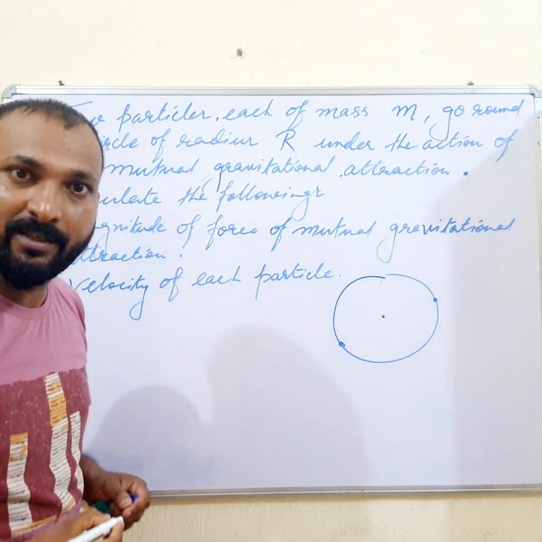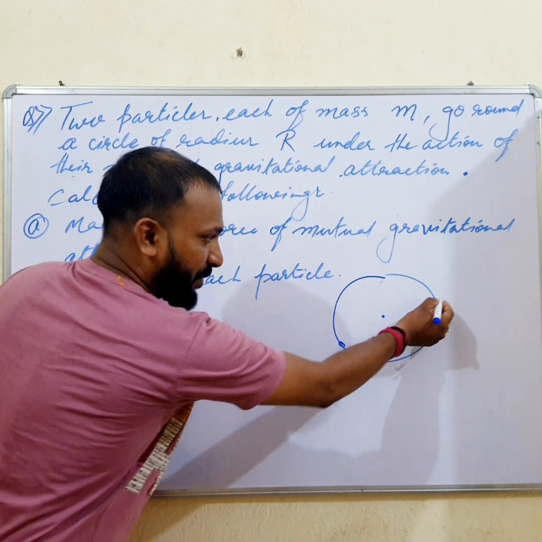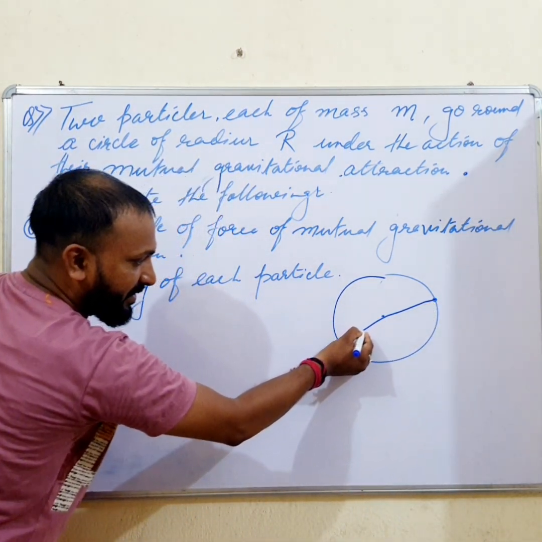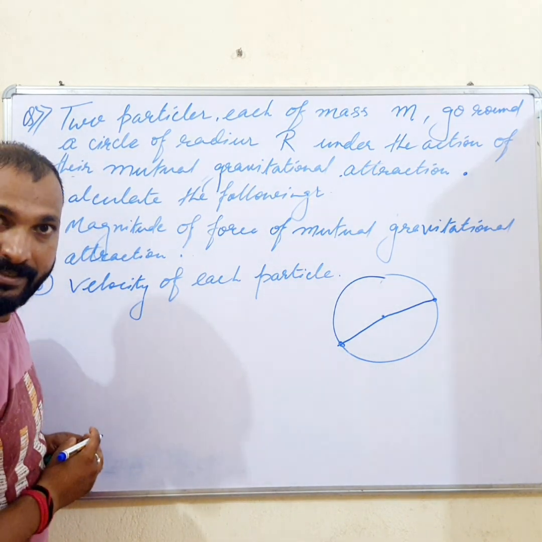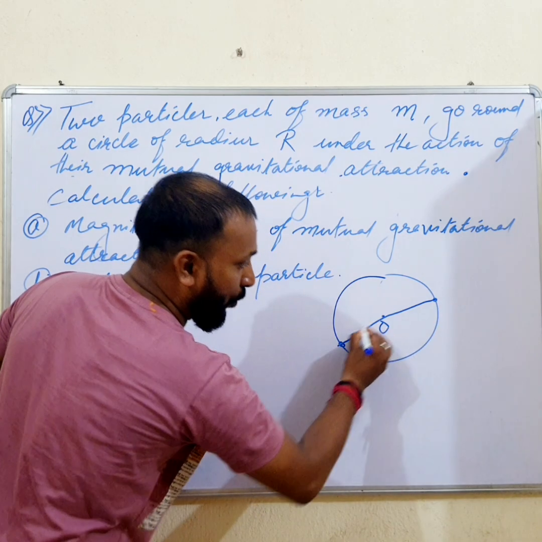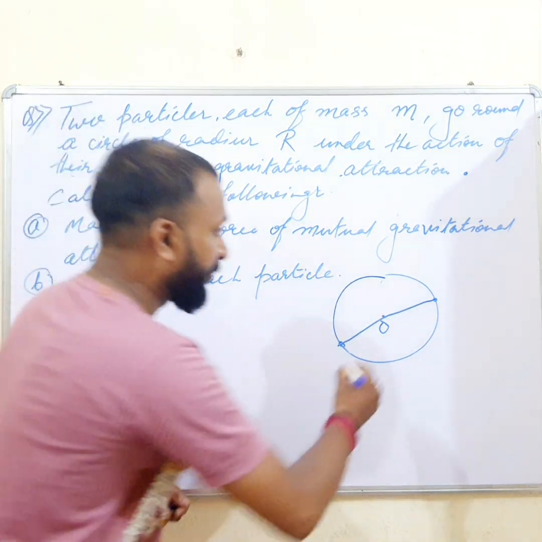So you know what? The distance between these two particles will be, what? Its diameter itself. Because the radius is given as r. So if we assume this is the center point O, then it will be radius r.